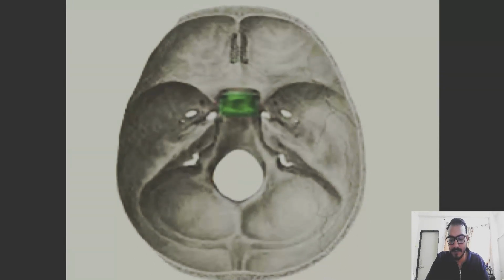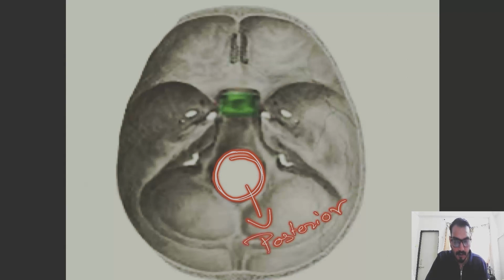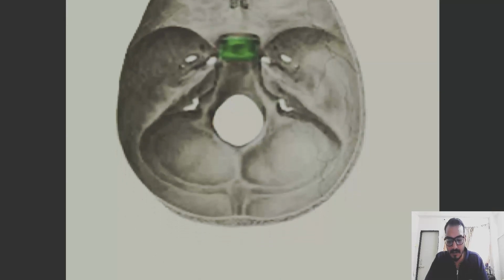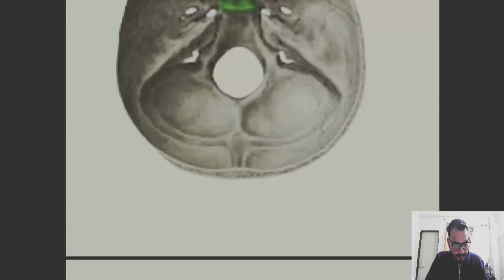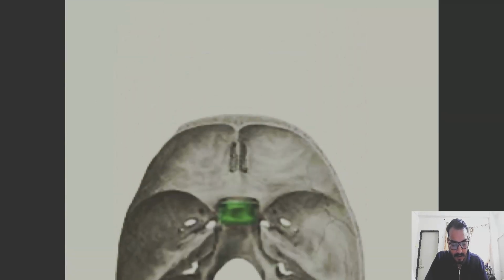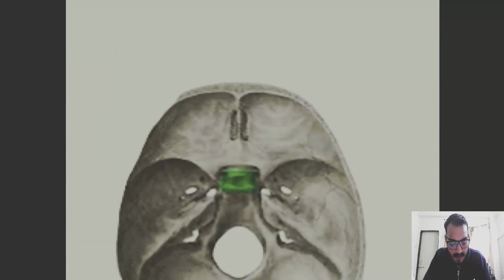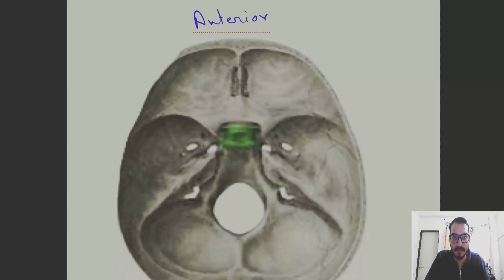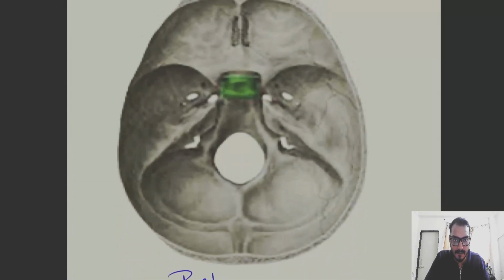How will you get to know which one is anterior and which one is posterior? Always remember this big hole, guys. This hole is always on the posterior side. So if you know the posterior side, then you can mark it as posterior side. If that is posterior, then the opposite one will be anterior side. Right? Posterior, anterior, clear?